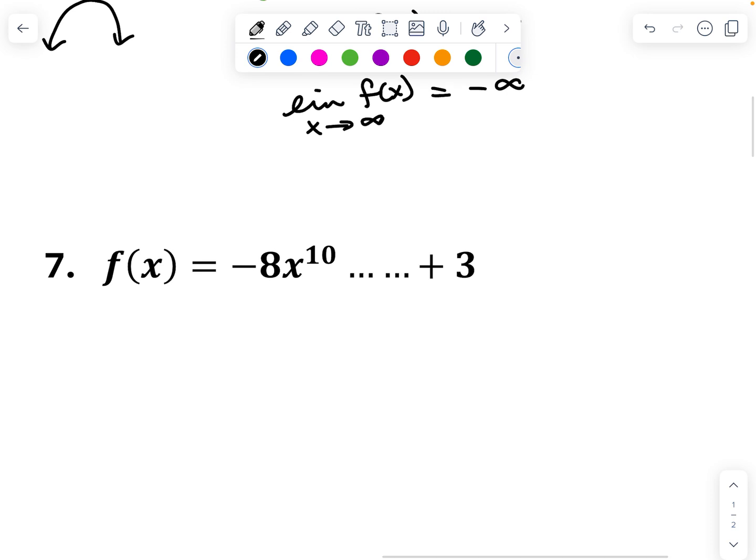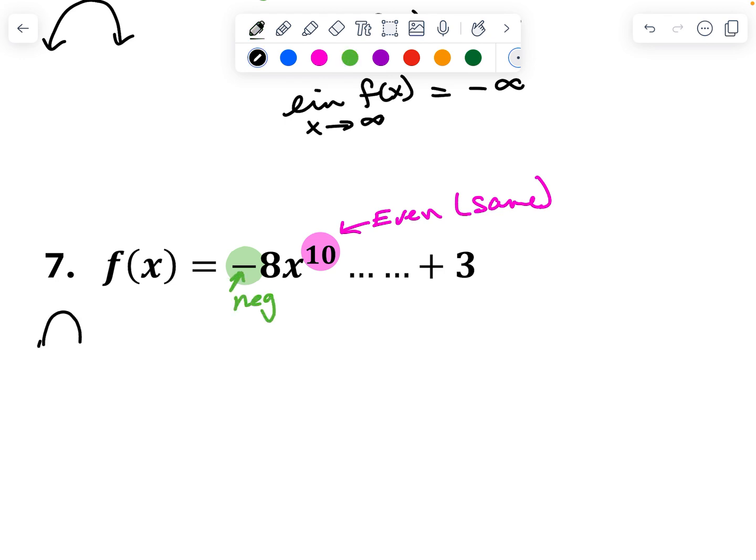This is just to point out to you that it does not matter what is happening out here. I am only interested in the power and the sign of the leader. That other stuff is irrelevant. So I only want to know about these things. This is even. That means that they're going to be moving in the same direction. And this is negative. That means they're both going to be pointing down.